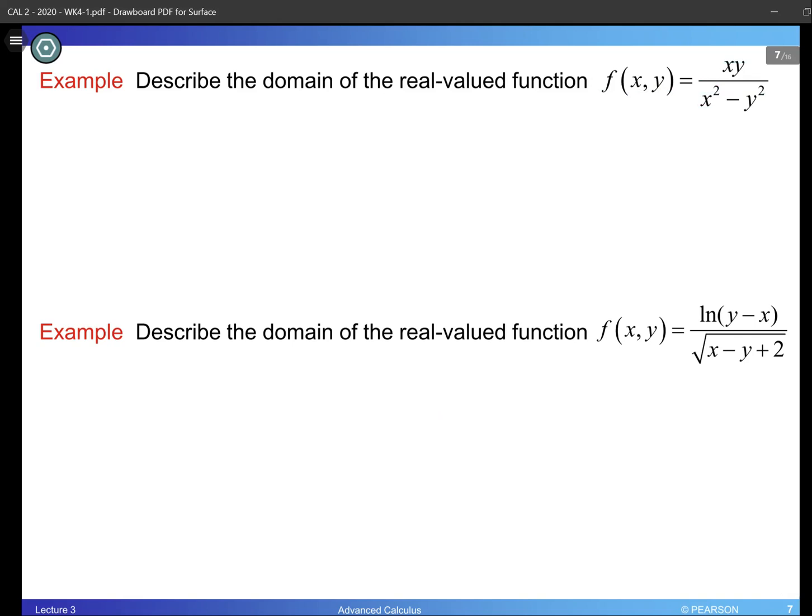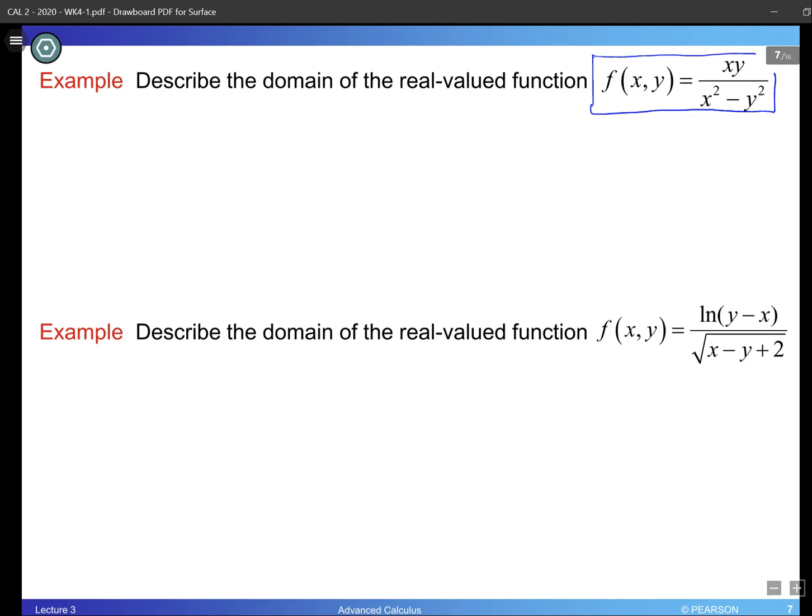In these examples, we are going to try to describe the domain of some multivariable functions. And in the end, we are going to plot the domain set on the graph. So let's look at the first one here. Here we have a function of x and y, two variables, and that's equal to a fraction of xy divided by x squared minus y squared.